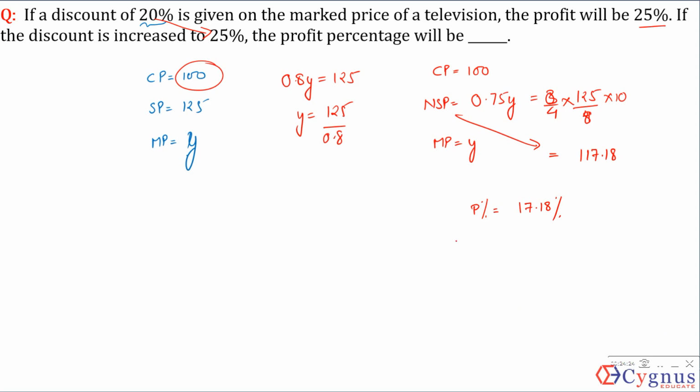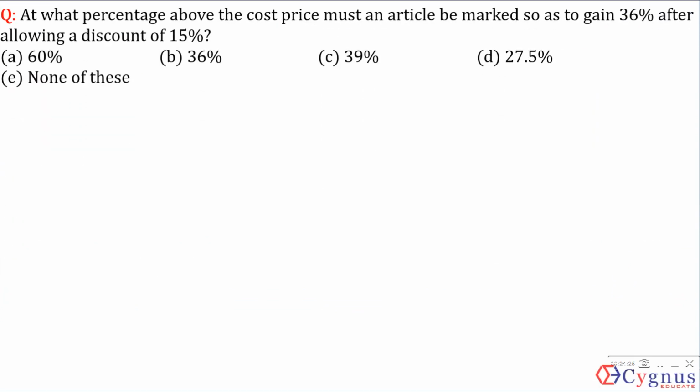Fine. Let's look at another one. At what percent above the cost price must an article be marked so as to gain 36% after allowing a discount of 15%? Let's do the same thing here. Let's assume that the cost price is 100. Can you give me the selling price? You know the profit percent. What's the profit percent? 36. So definitely you must have sold it for 136 rupees.